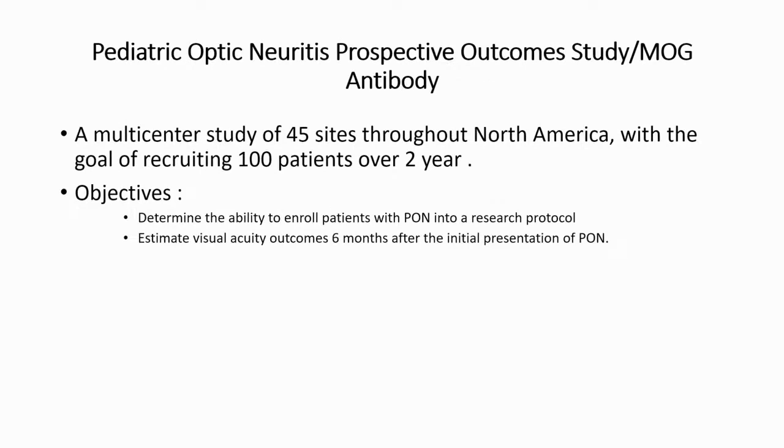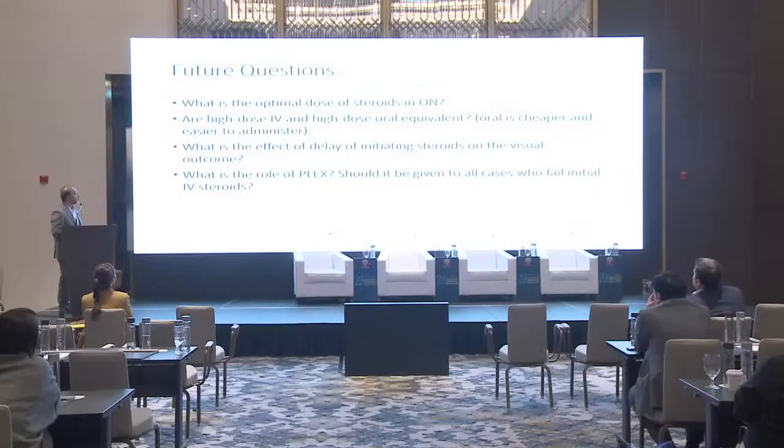The pediatric optic neuritis prospective outcome study is a study that is going on right now in North America, where they're recruiting patients from 45 sites and trying to determine the ability to enroll patients with optic neuritis in this research protocol, and trying to estimate the visual acuity 6 months after the initial presentation of a treatment.